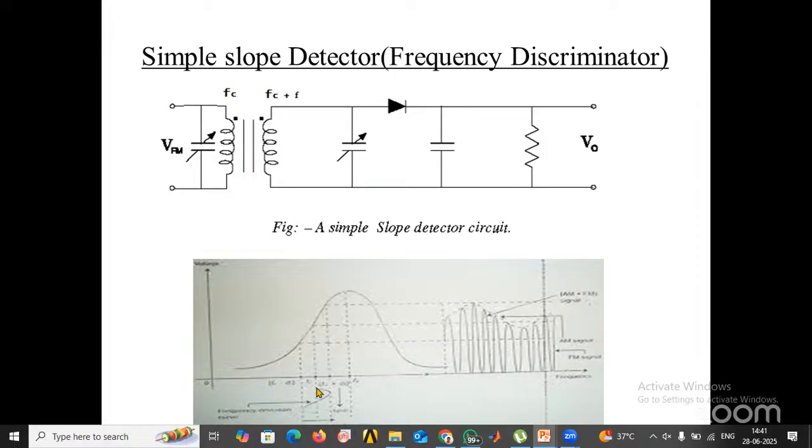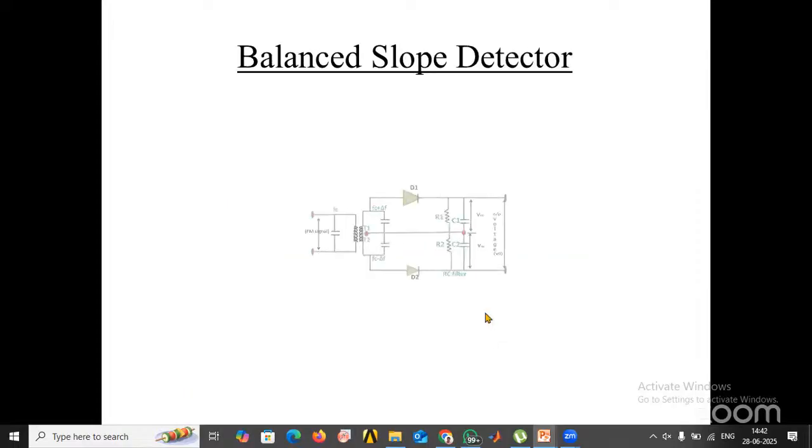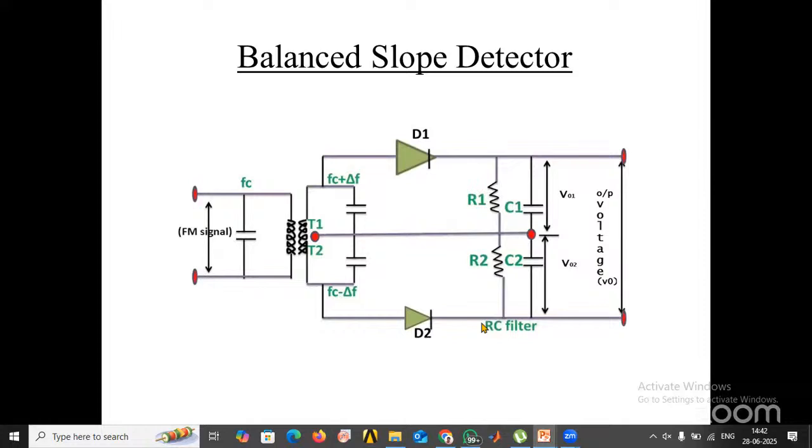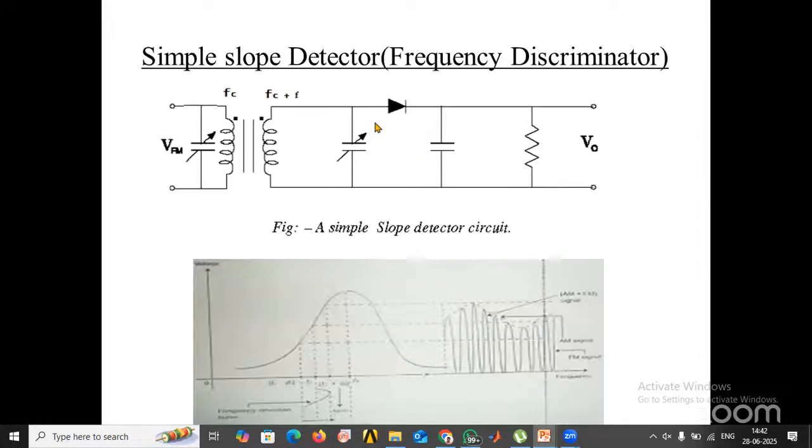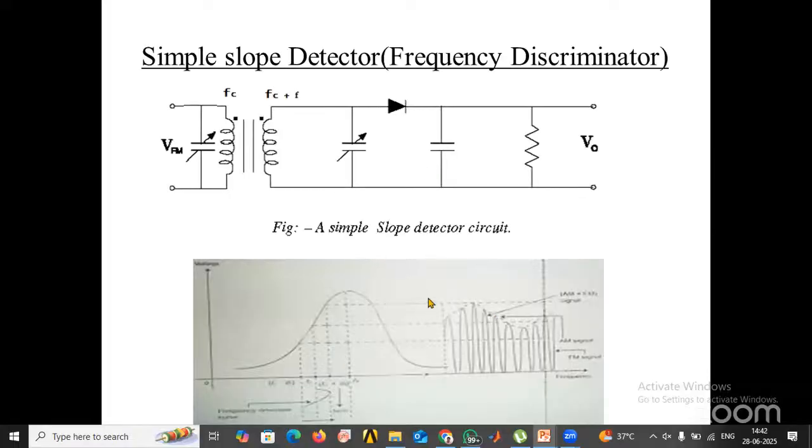As the frequency is changing, the output of the phase locked loop or VCO is going to change, and for each and every frequency the amplitude is different. It looks like an amplitude modulated signal, so the output is just passing this amplitude modulated signal through a diode. You have the output. The second one is the balanced slope detector. Here only one diode is used, and the drawback is that it is less sensitive or immune.